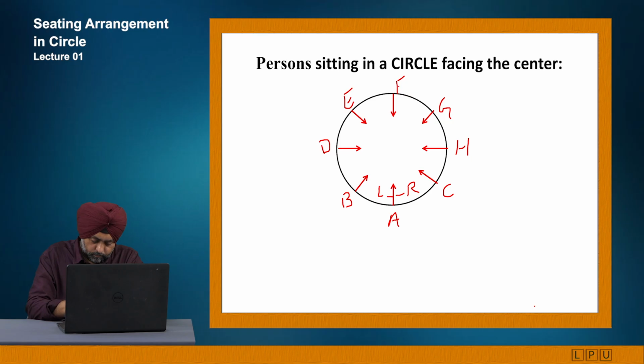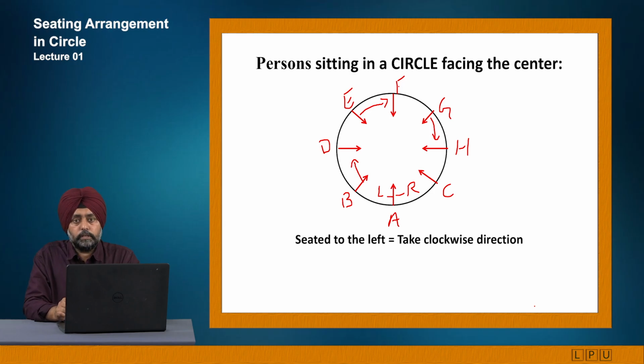Now, who is to the left of B? Can you tell me? You know B is sitting in the same way as you are sitting. So, left of B will be towards this side, and it will be D. Similarly, who will be towards left of E? Left of E will be towards this side. It is F. Who will be towards left of G? Left of G will be towards this side. It is H.